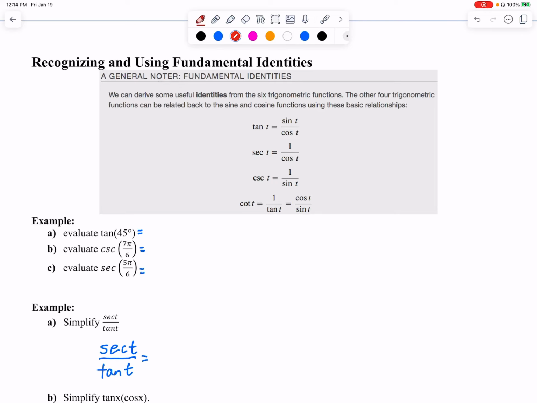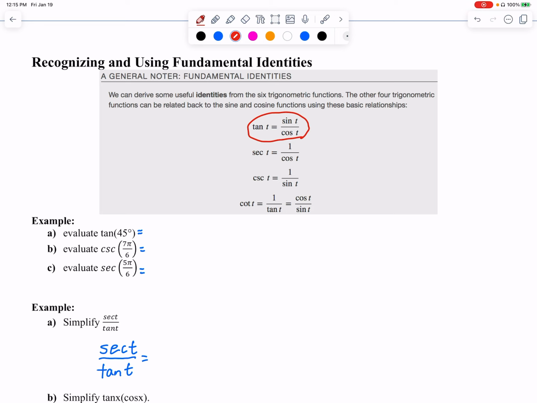In this video, we'll begin discussing what we call identities. In this case, these are the fundamental identities for trig. An identity is an equation where you can literally plug in anything you want and it will always have equality. So that means this will always be true, regardless of what t is.